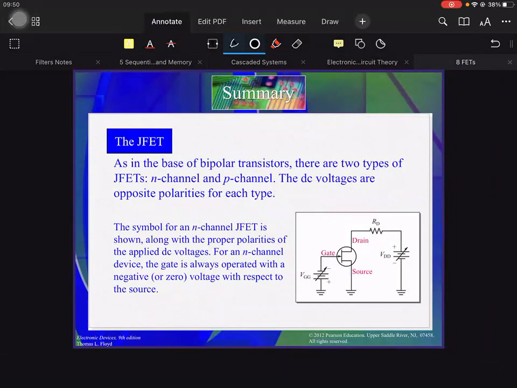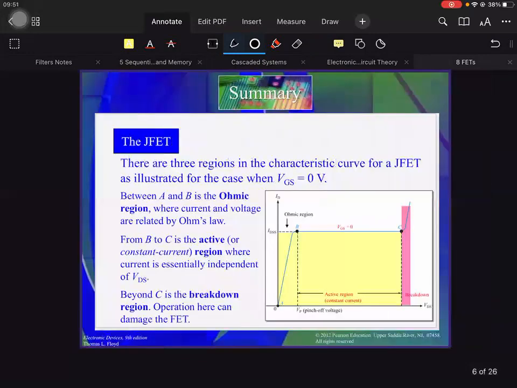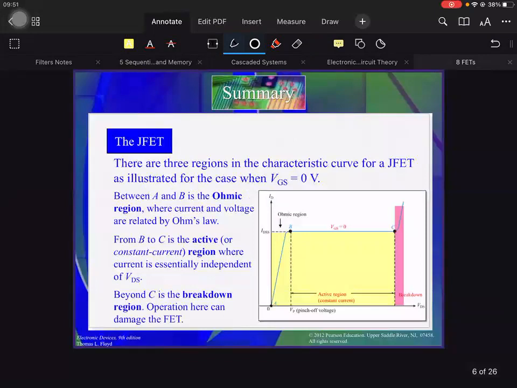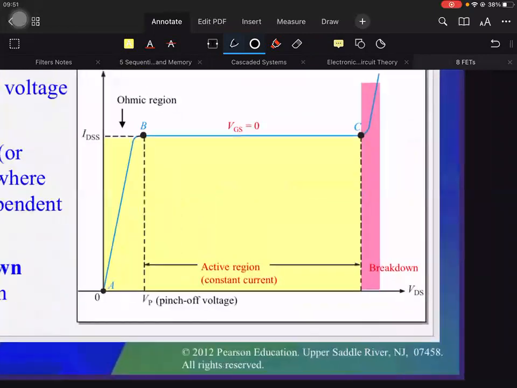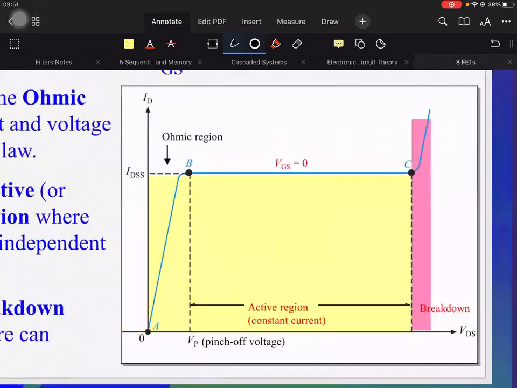As with the bipolar junction transistor, there are two types of JFETs. Of course, the N-channel and P-channel, which I introduced earlier. The symbol for the N-channel JFET is shown along with the proper polarities of the applied DC voltage. So this is the characteristic curve of the JFET. It's a graph of VDS versus ID.